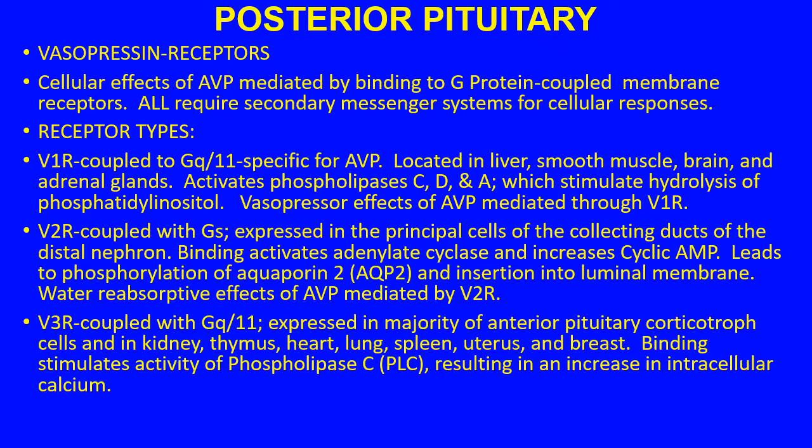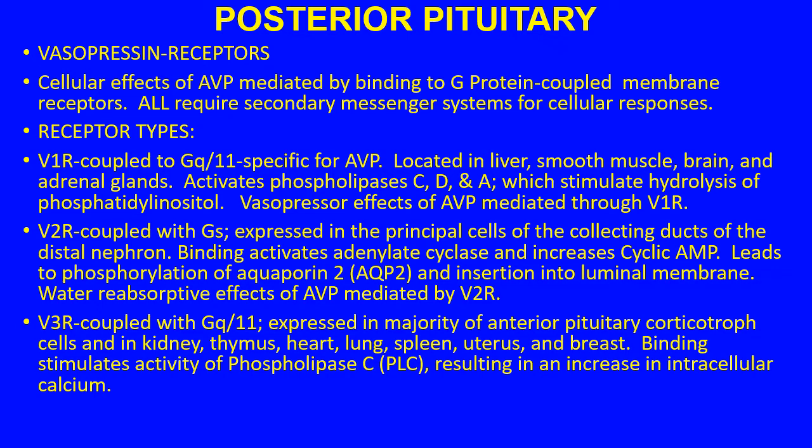Okay, this is where you're going to get the vasopressor effects of AVP, and it's mediated, of course, through V1R. Okay, so think about this for a second. You have to have circulation occurring, and through adrenal glands and smooth muscle, liver, but especially the brain. So this is how we're going to keep up the blood pressure if there is a loss in blood volume, or if we have a situation of actually blood pressure dropping due to some other problems.